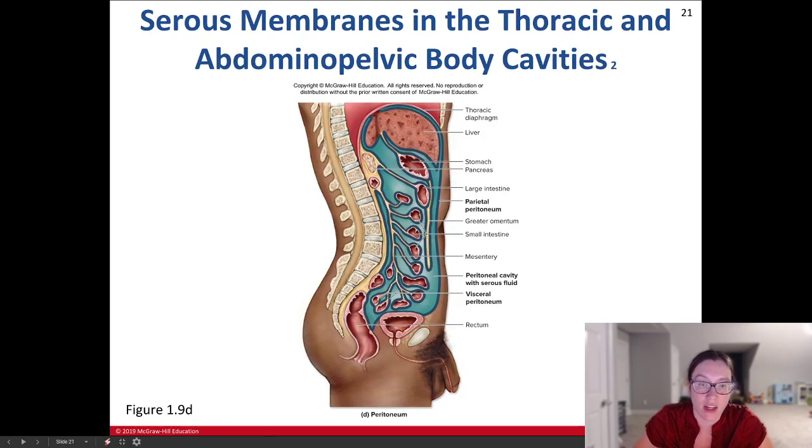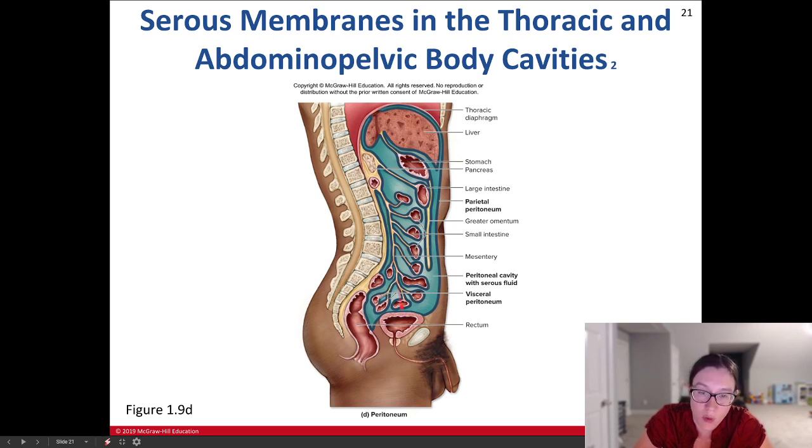So we can see here that this is going to be the parietal pericardium here. And then this is the visceral pericardium, the part that goes around your intestines and things. And then all of this blue part here is going to be the pericardial cavity or pericardial space, and it's usually filled with peritoneal fluid.